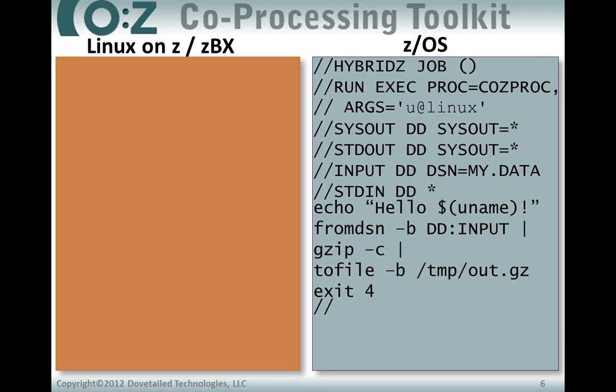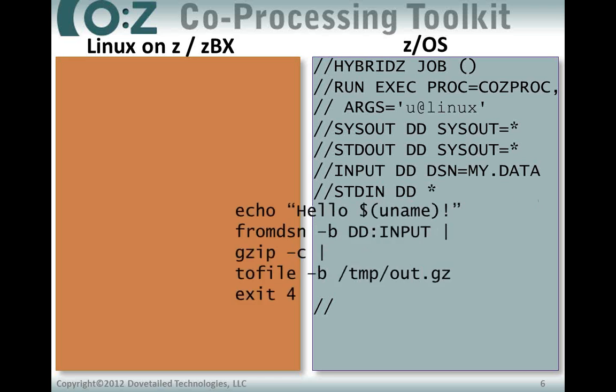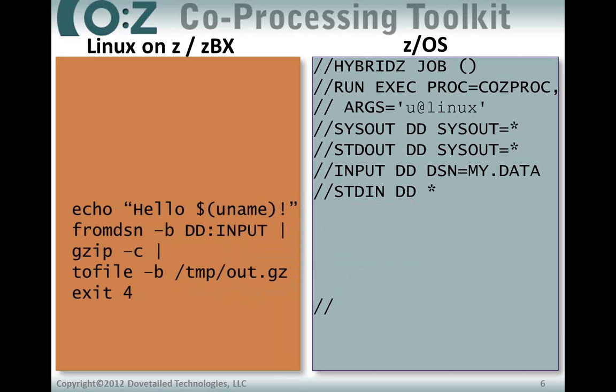So when the cozy launcher gets control, it starts up, authenticates with the Linux system, redirects our standard streams for us, and then reads and starts to execute this program. Let's take a look at how that works. First of all, the program is moved down to our Linux system, and then it begins executing.